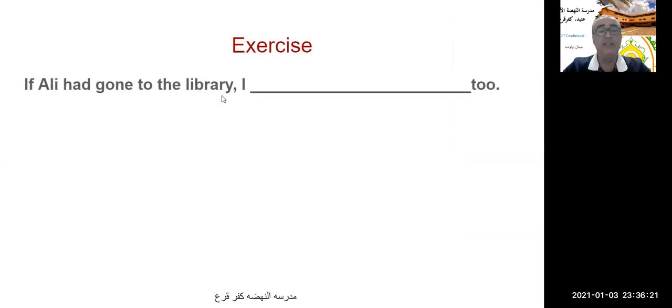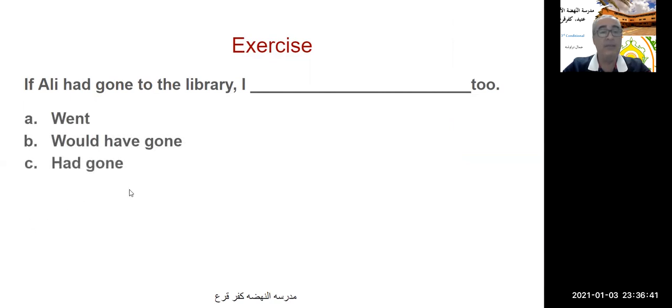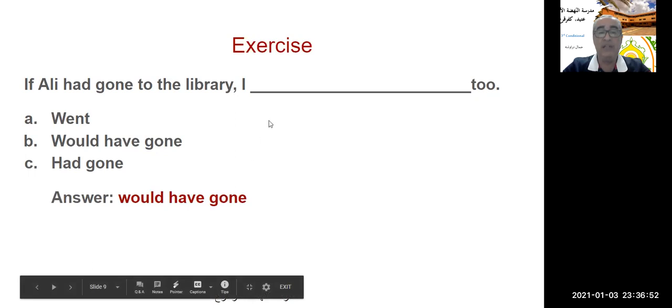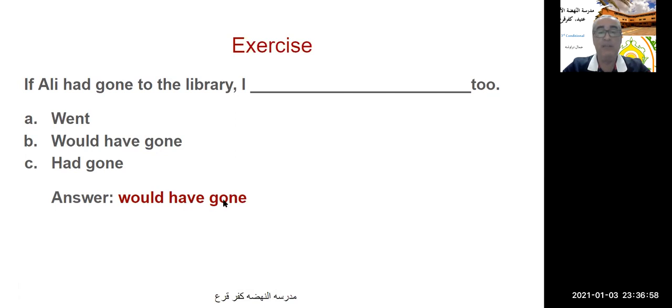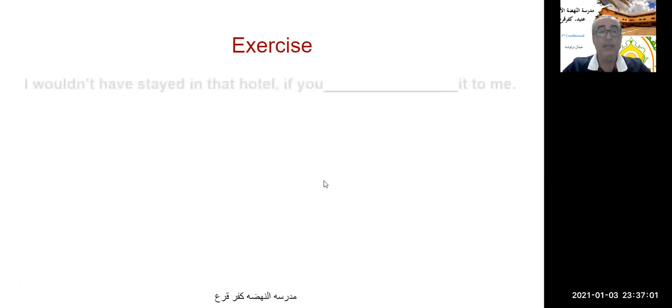If Ali had gone to the library, I too. Give me a suggestion of how to complete this sentence. All right. Went, would have gone, had gone. What do you think? Exactly. The answer is I would have gone, because in the result we need would plus have plus verb 3. Good. Let's take another example.